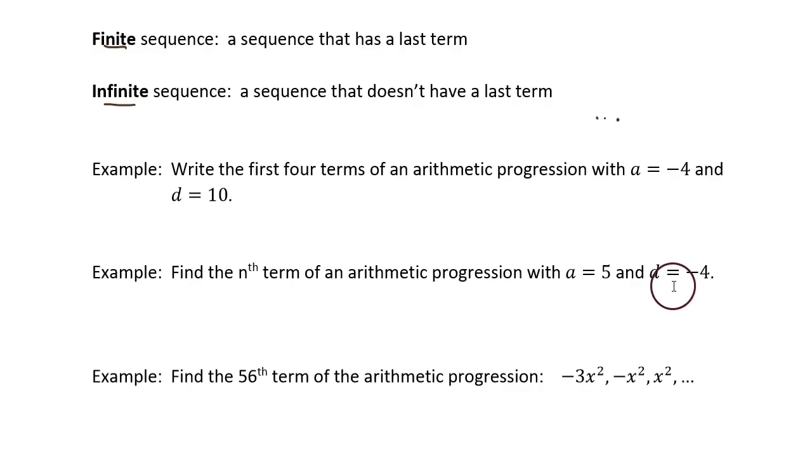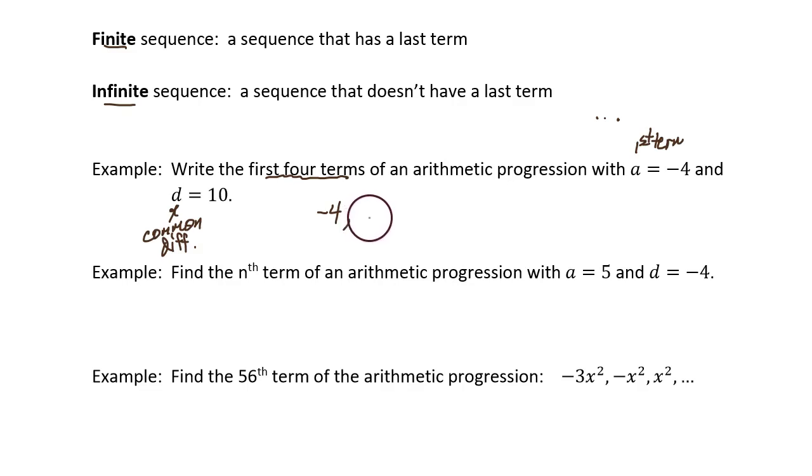Here's another example problem. Write out the first 4 terms of an arithmetic progression if we're told that a equals -4. Remember, that means the first term. And we're told that d is equal to 10. Remember that d is representing the common difference, how it's changing from term to term. So we're supposed to write the first 4 terms. Well, what's the first term in the list of numbers? We're told that it's -4.